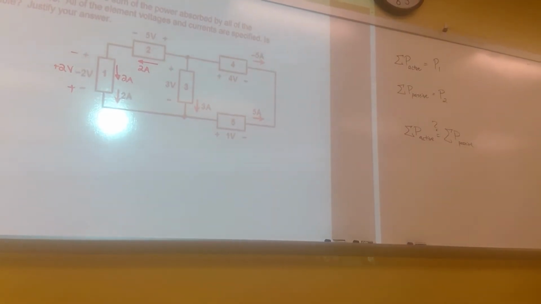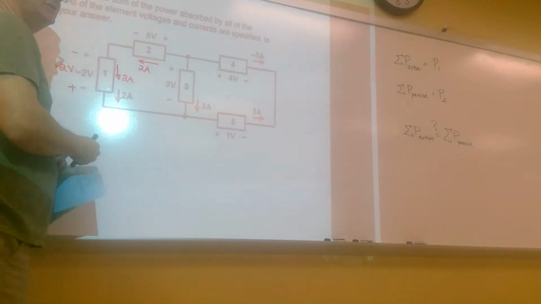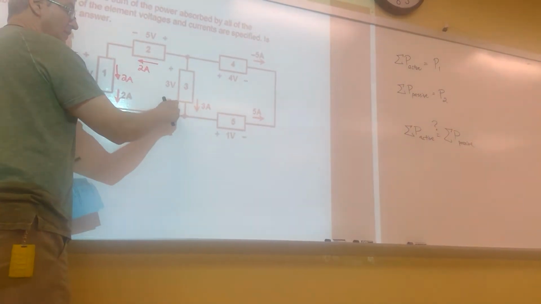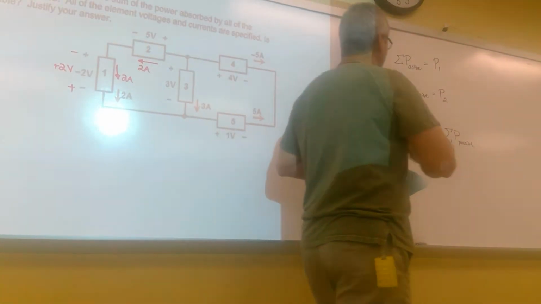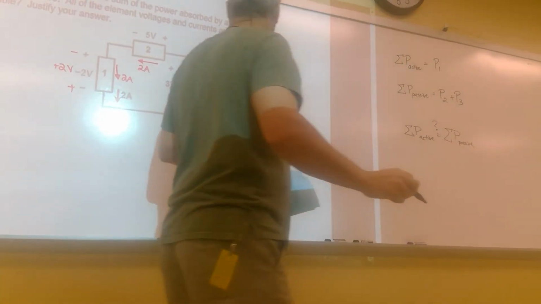Okay? So now let's go to 3 here. So this one's straight up because you could see that the current of 3 is coming in through the positive end, so 3 must be passive. So I come over here. Now I go to 4 here.